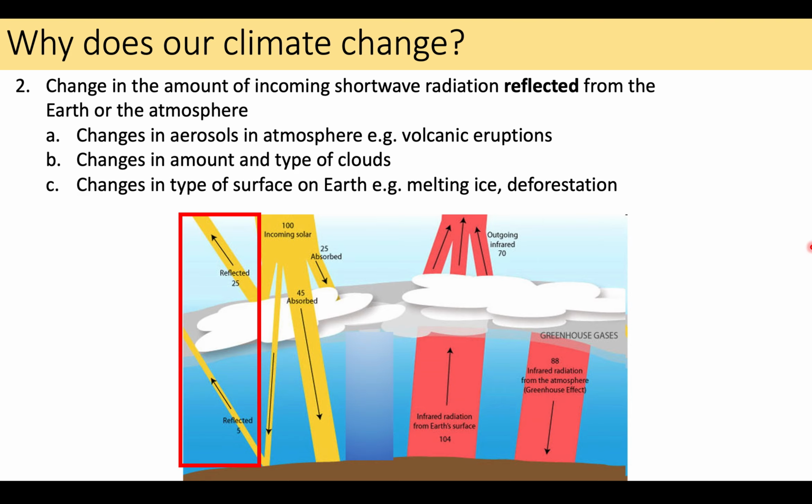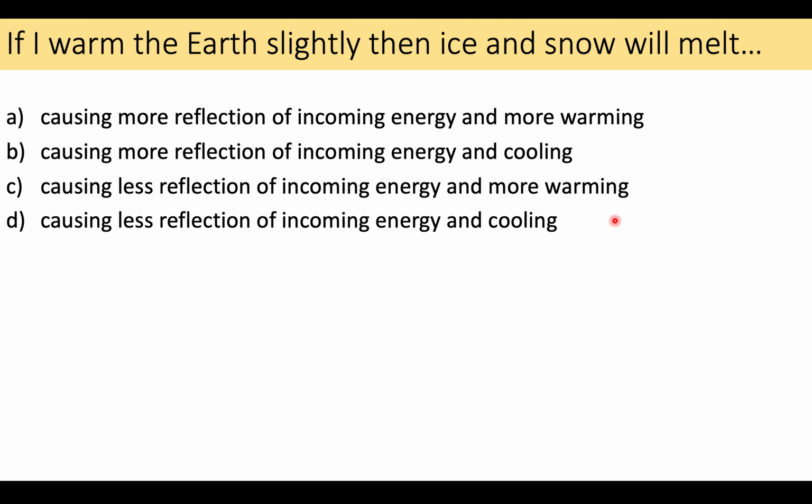And then changes in surface type on Earth. So this little 5% of the sunlight that is reflected right off of the Earth's surface would be reflected off of something very bright, like ice or snow. So as that ice and snow changes, we're going to have a change in reflection, a change in the amount of incoming radiation that is reflected.